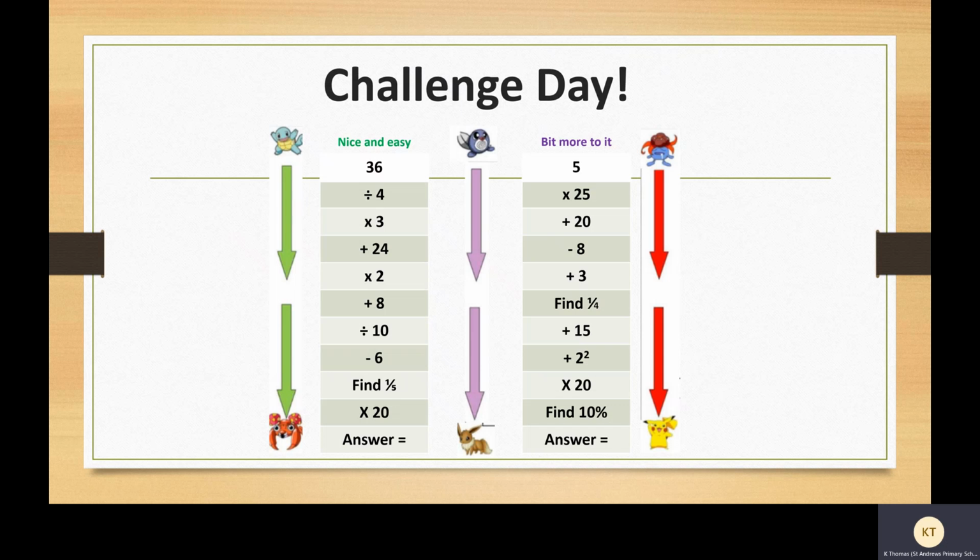Now we have to add 2 squared to that number. 2 squared, that little 2 means you are multiplying that number by itself. So in this case, it's 2 twos are 4. So 50 add 4 is 54. 54 multiplied by 20 equals 1080. Find 10% of 1080 and you will arrive at 108. So the answer for the purple, a bit more to it column is 108.